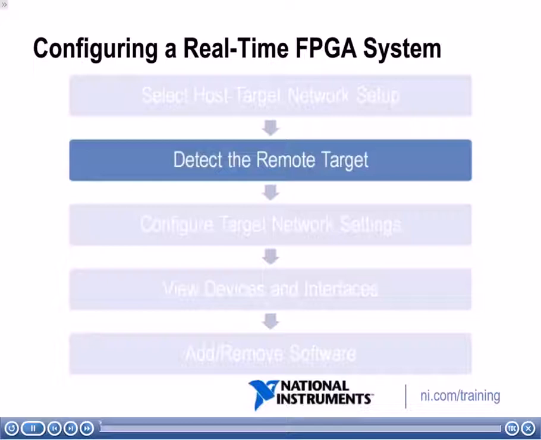In the previous section, we selected the host target network setup for a real-time FPGA system. By the end of this module, you will be able to detect the RT target and configure the network for a real-time FPGA system in the Measurement and Automation Explorer.